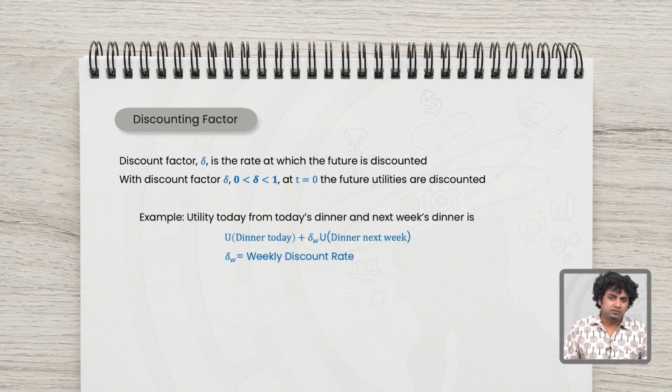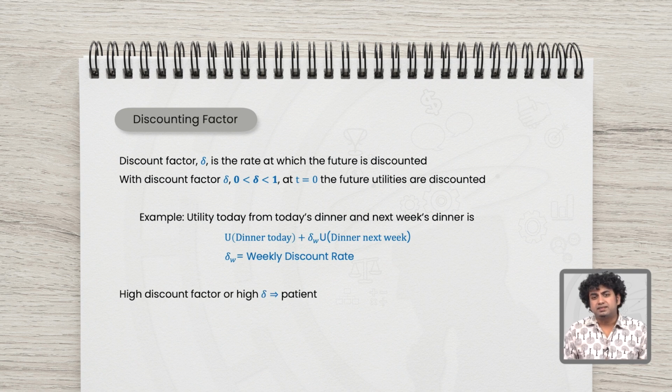Here is an example. What is the total utility today, from today's perspective, from today's dinner and next week's dinner? The total utility is equal to the utility of dinner today plus delta W times the utility of dinner next week. What is delta W? Delta W is nothing but the weekly discount rate.